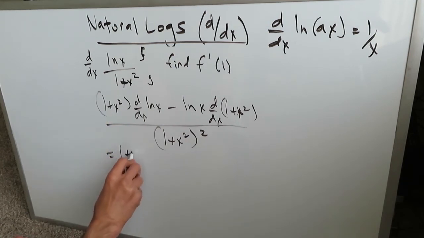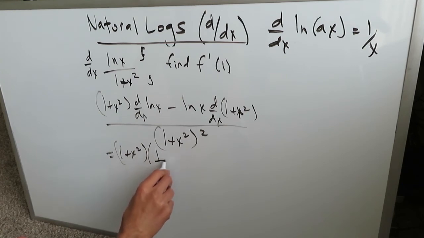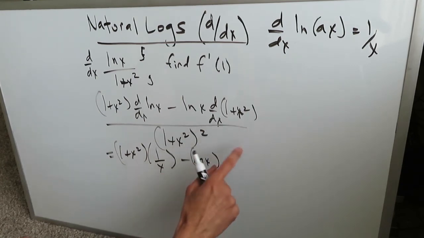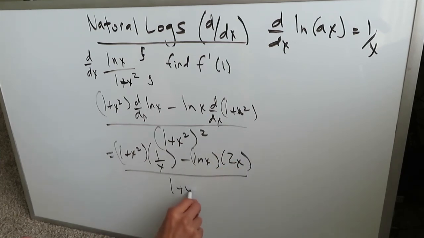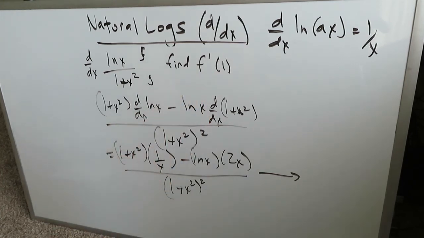Anyhow, 1 plus x squared multiplied by the derivative of natural log x, which is 1 over x, minus natural log x multiplied by the derivative of this, 2x, all over 1 plus x squared, squared. Now you don't have to go crazy and try to finalize all of this. You don't have to, because all you have to do is plug 1 wherever you see the x's and bring in your calculator. Let's do that.